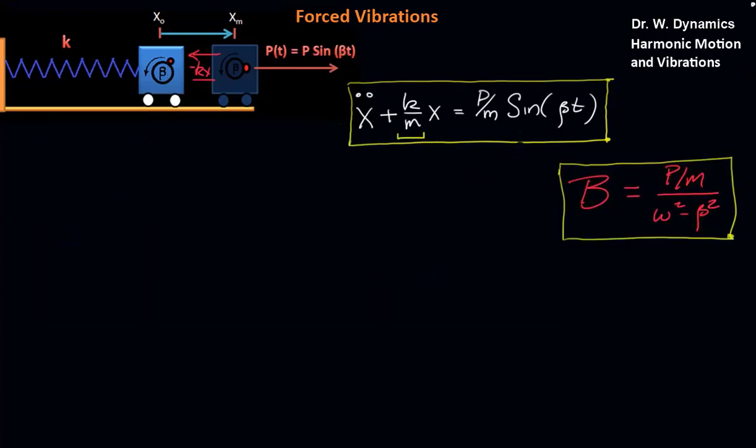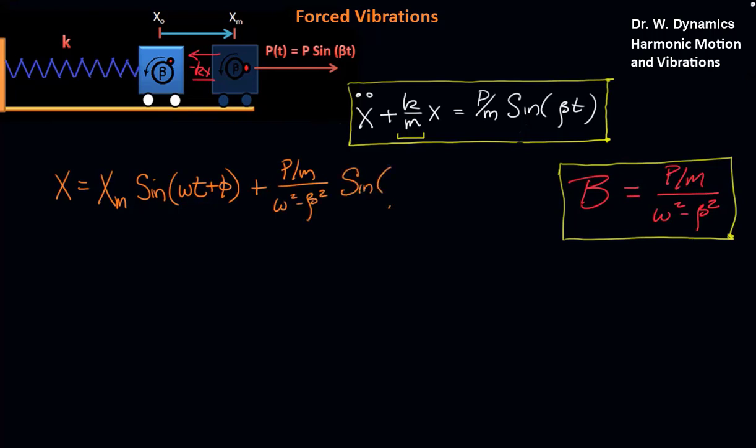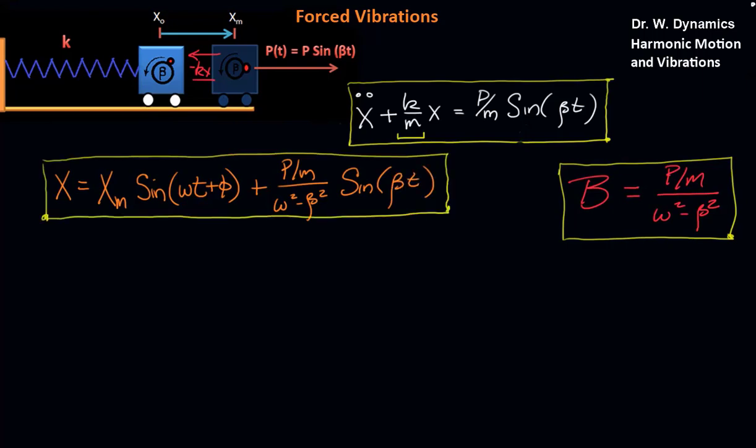Putting all the pieces together, we got our final solution as x is equal to x max sine of omega t plus phi plus p over m over omega squared minus beta squared sine of beta t. And we can see here for beta equal to 0, it doesn't have any driving frequency. This term goes to 0 and we get our classic free vibration solution.